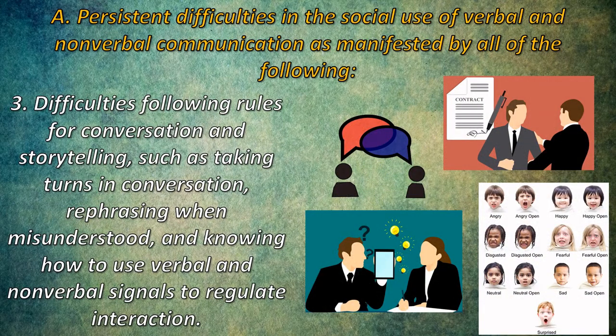Subsection 3 is difficulties following the rules for conversation and storytelling, such as taking turns in a conversation, rephrasing when misunderstood, and knowing how to use verbal and nonverbal signals to regulate interaction. The images here depict a negotiation, a conversation, and a proposal and questioning, all 3 of which have different rules of conversation and different rules of participation. Very important to those distinctive conversations, something a person with social communication disorder would not understand.